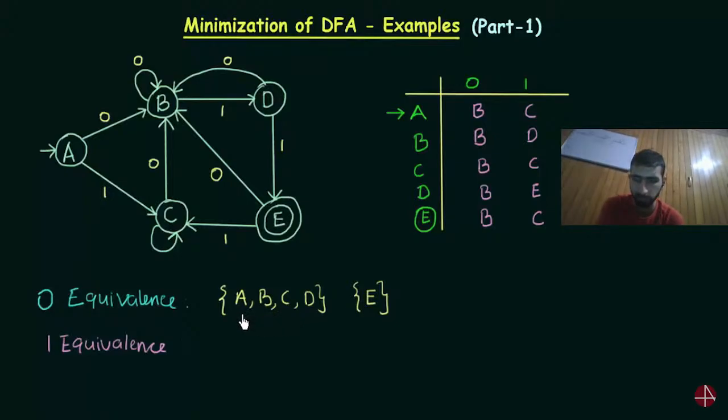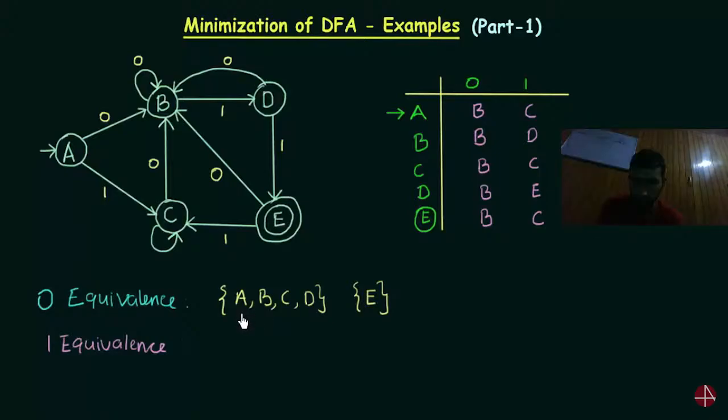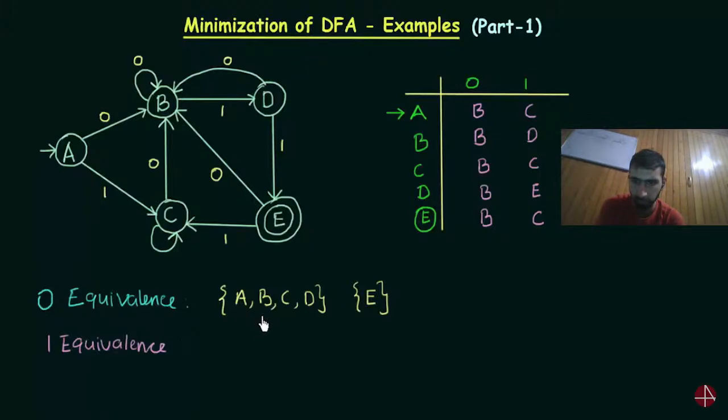How do we do that? Suppose you are checking for AB, you have to check in the transition table where A and B go on getting input 0 and 1. And if you see that the states to which A and B go on getting particular inputs 0 and 1 fall in the same set in this 0 equivalence row, then they are said to be 1 equivalent to each other.